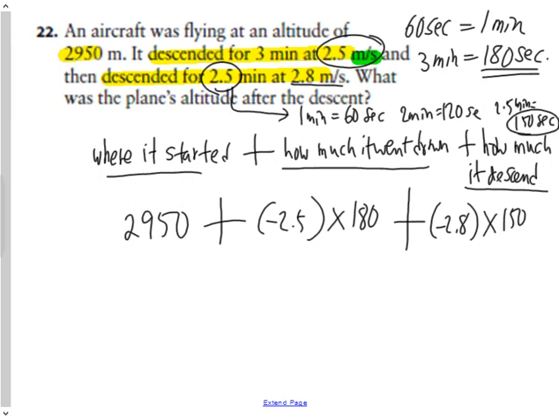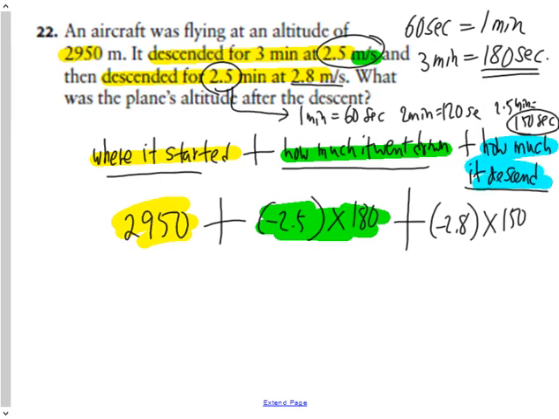So now we have this BEDMAS question. I'm going to highlight them again to make sure you understand. This is the starting altitude. This is how much it went down in the first descent, negative 2.5 meters for 180 seconds. And the third term is how much it descended the second time: 2.8 meters per second for 150 seconds.